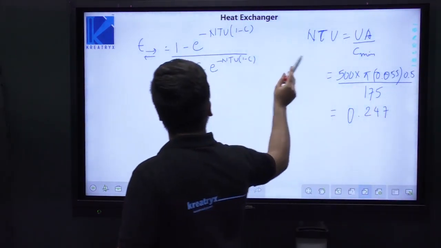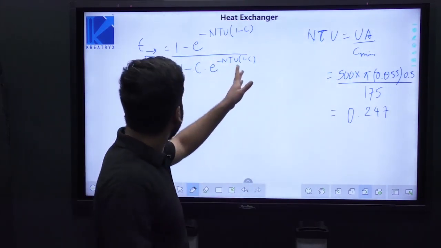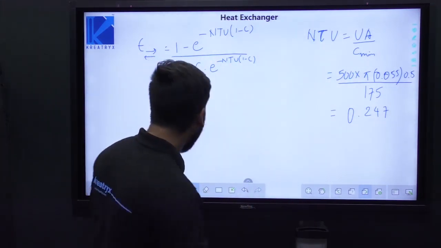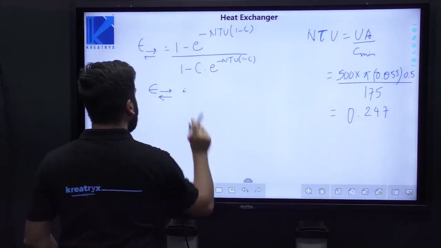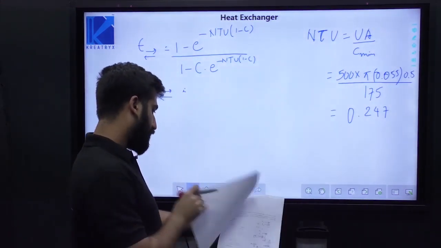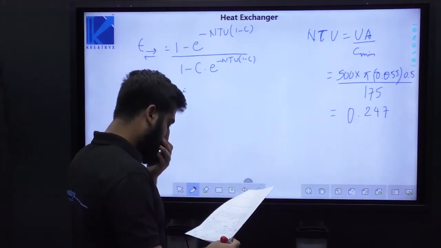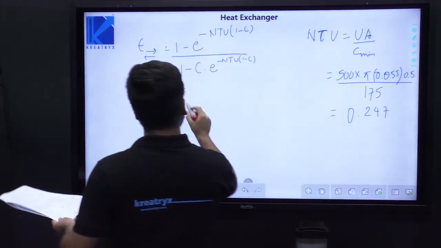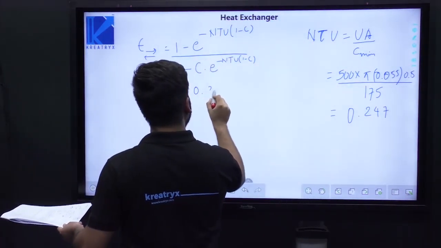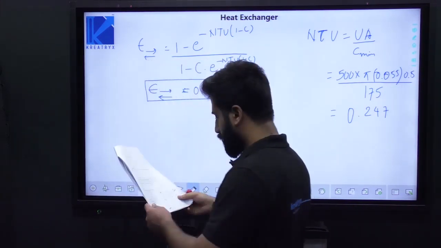Now I have the value of NTU, and I have the value of C. So put it here, you will get the effectiveness. The value of effectiveness for this counterflow heat exchanger will be 0.21.